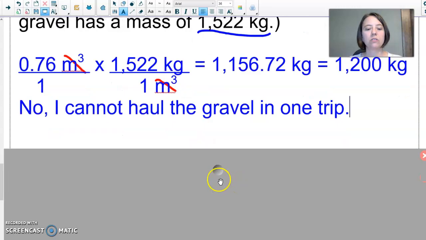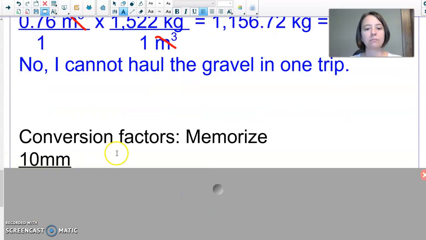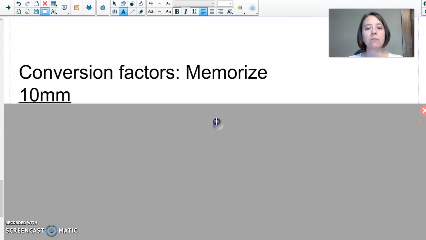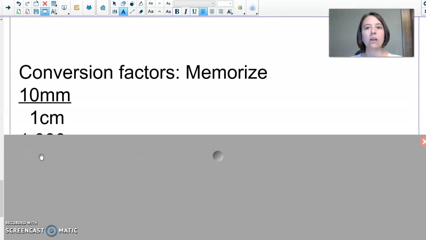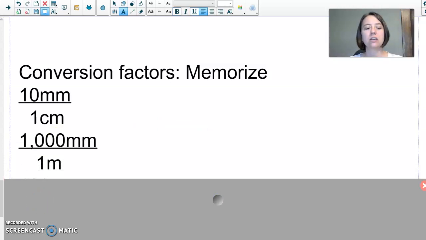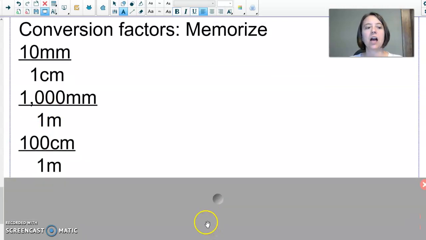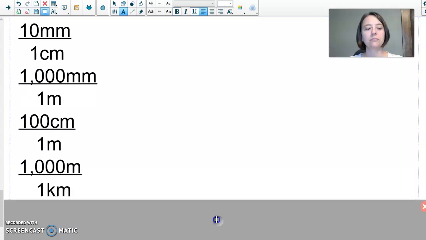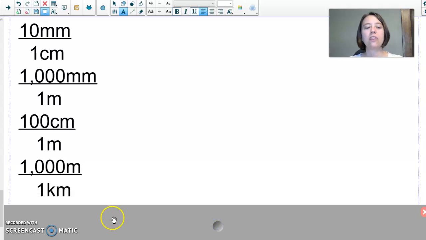And let's talk about some more conversion factors, ones that you need to memorize and ones that are given for some problems. Okay, so these are things that you just need to memorize. They will make your life easier. Memorize that there are 10 millimeters in 1 centimeter. I need you to memorize that there are 1,000 millimeters in 1 meter. I need you to memorize that there are 100 centimeters in 1 meter. And that there are 1,000 meters in 1 kilometer.